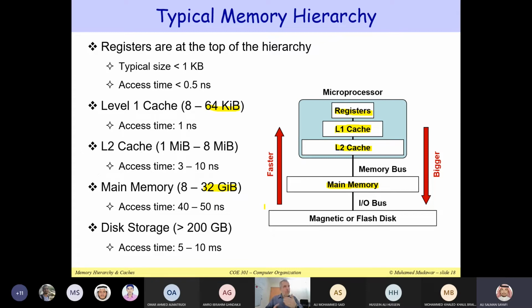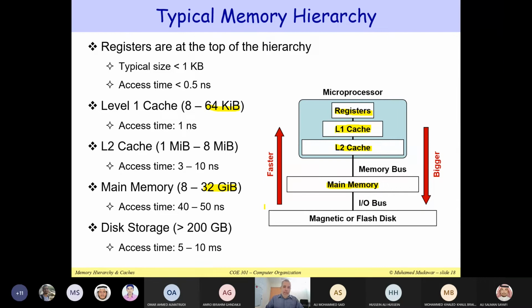It makes the CPU faster. However, if you have a cache miss, and the instructions or the data are not found inside the cache, then the CPU has to access the main memory. And this is, of course, slower. It will take longer to access the main memory.